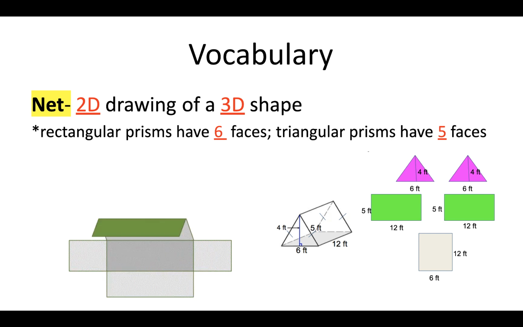Rectangular prisms are going to have 6 faces. Triangular prisms are going to have 5 faces. So that's important to remember as you're drawing these nets to make sure you don't forget a face. You can remember that rectangular has 6, triangular has 5.